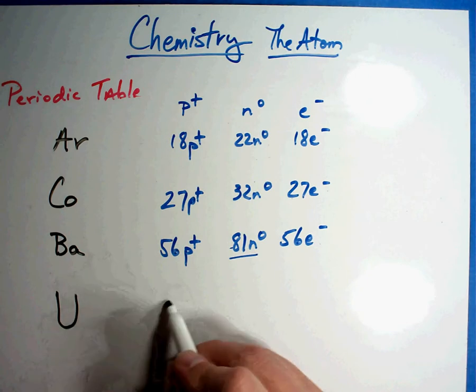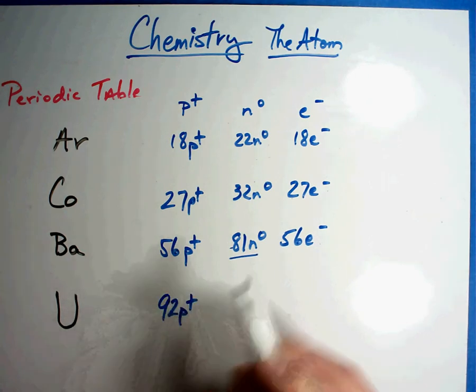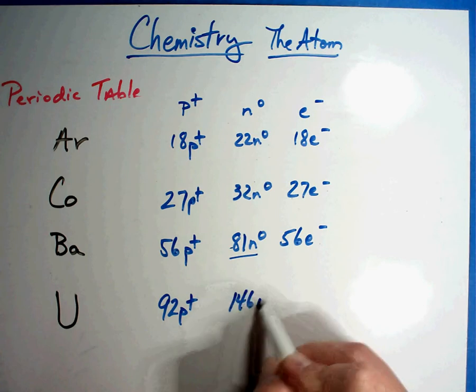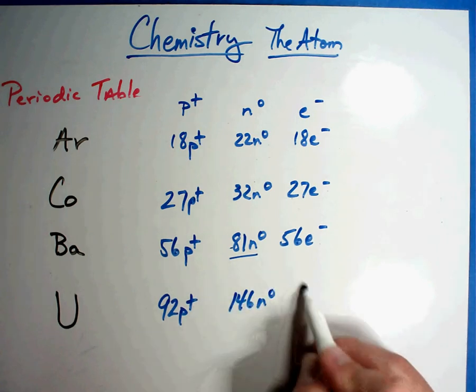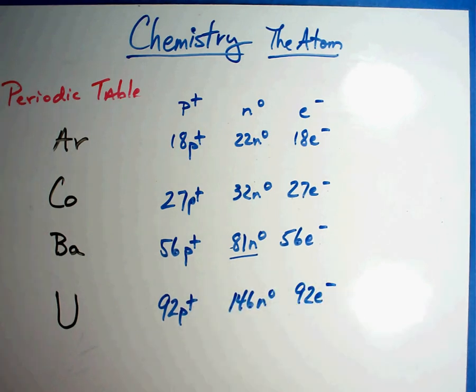And last but not least, uranium, 92 protons, 146 neutrons, and 92 electrons. If you can calculate these values and you got them on your own, you're set. We can move on to the next session. But if you missed one, you may want to go back and check your numbers off the periodic table.